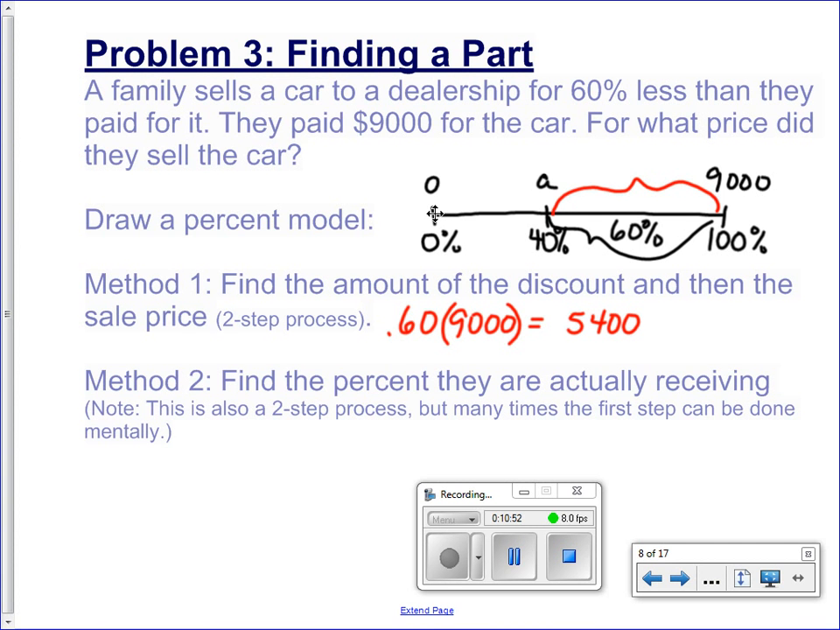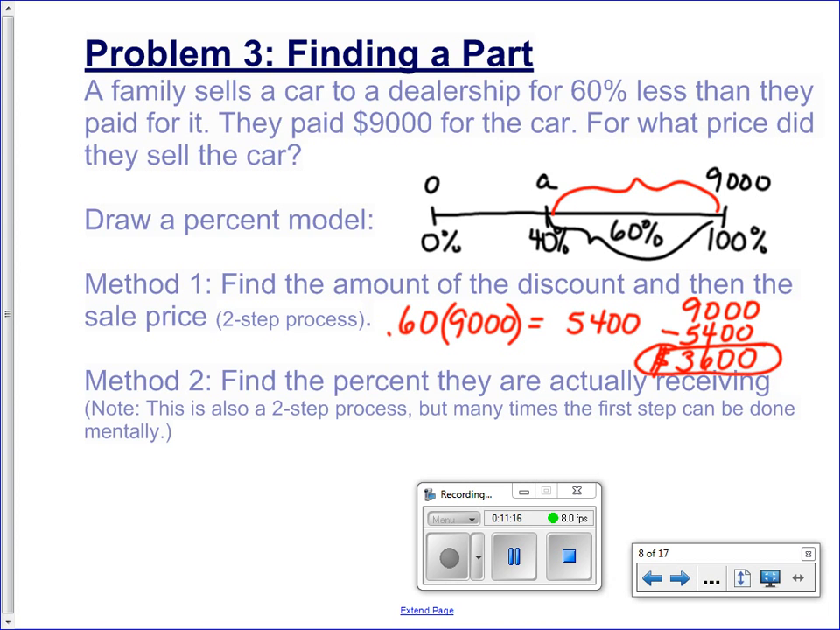And then we take the original price of the car minus that 60% off, and our answer to that question is going to be the amount that they sold the car for. So in other words, $3,600 is what they would receive.